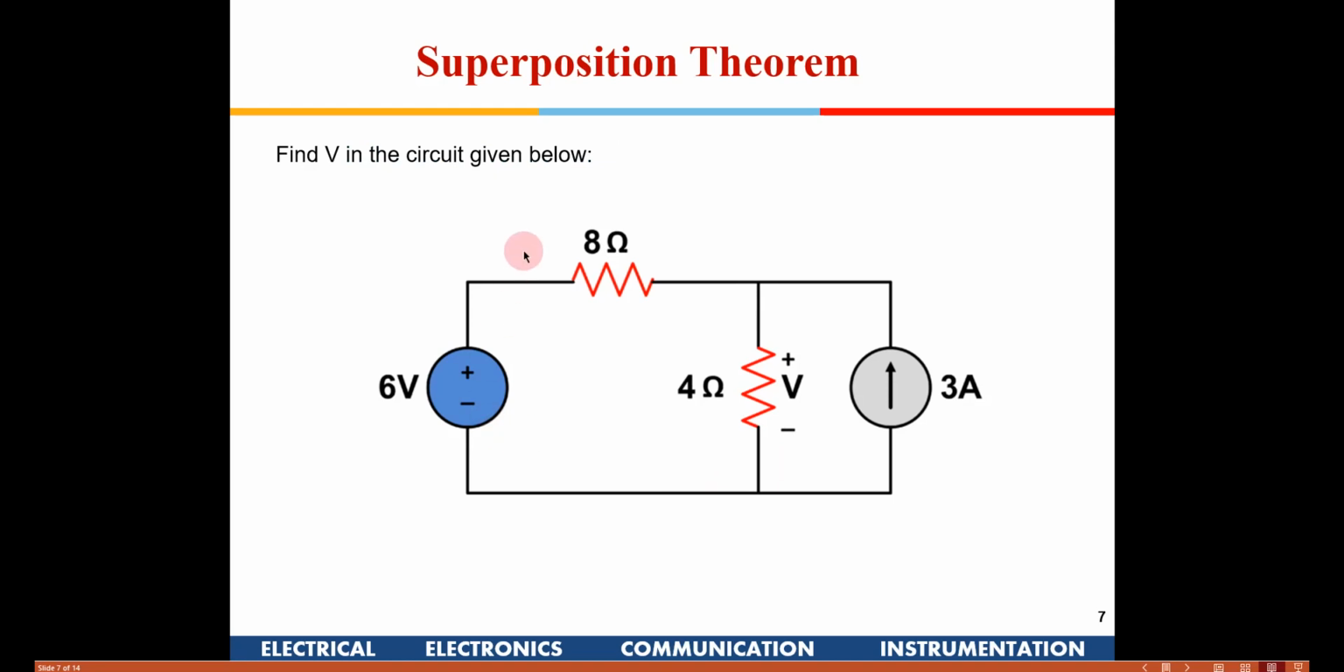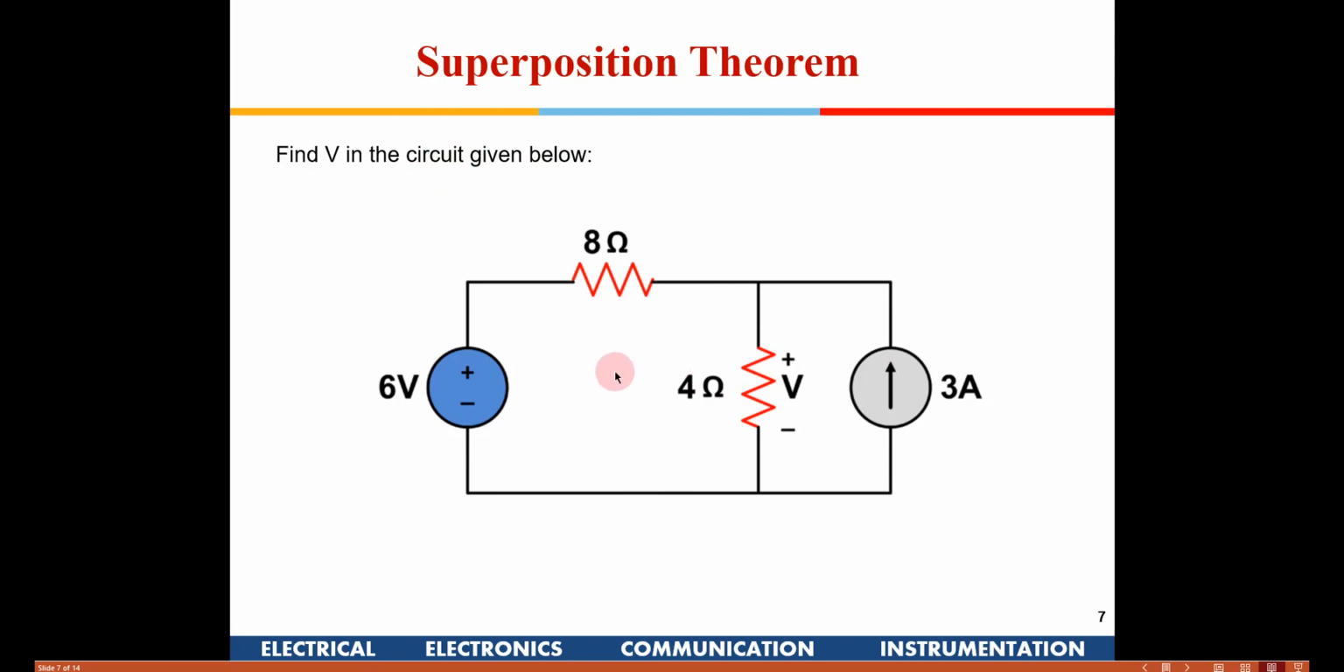We need to know these things, and it will be very clear once we take some examples. Here a 6 volt source is applied, there is an 8 ohm and a 4 ohm resistor. We need to compute the voltage across the 4 ohm. There are two sources here, right? You can do mesh analysis or node analysis, which we have done earlier, but we will find the superposition theorem is a much simpler approach.